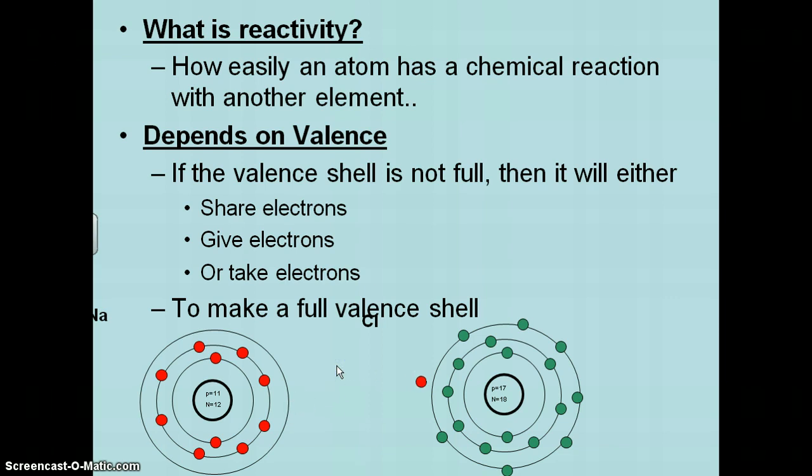So what happens is electrons can move. So now we end up with our second level completely filled with 8, and our third level on chlorine here completely filled with 8, which changes the charges and thus creates a compound. And this is how elements become reactive with one another.